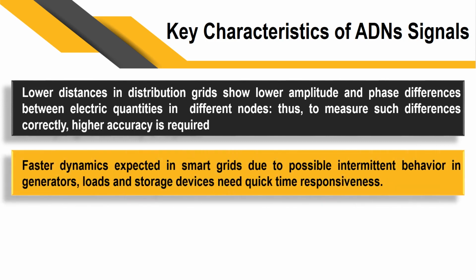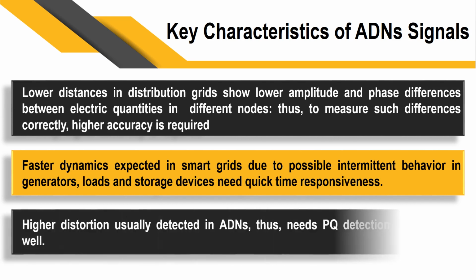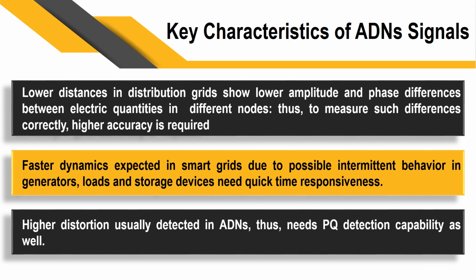Next is that it should have a very fast response time. Why? Because of the intermittent nature of these renewable energy sources, this system has got faster dynamics involved, which should be captured at a much faster rate. So these new measuring devices are expected to have a very short response time, very quick responsiveness. And last but not least, these devices are also expected to have a good PQ detection capability. Now these are the key characteristics which we are seeing in emerging ADNs.